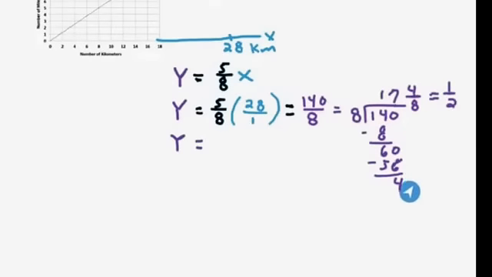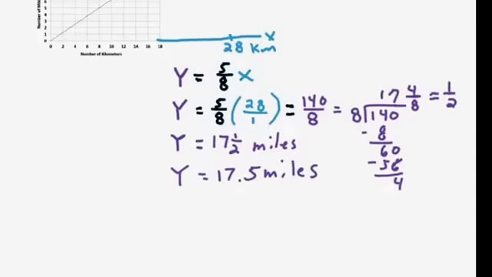So I can take my remainder and express it as a fraction, so I would have 17 and 4/8 miles, and 4/8 is equal to 1/2. So we would have y is equal to 17 and 1/2 miles, which you could also say y is equal to 17 and 5/10 miles.